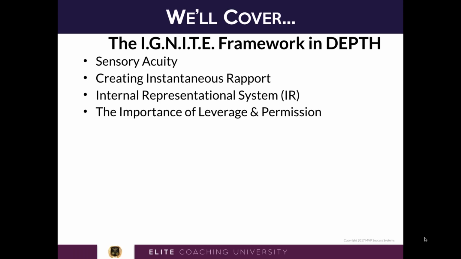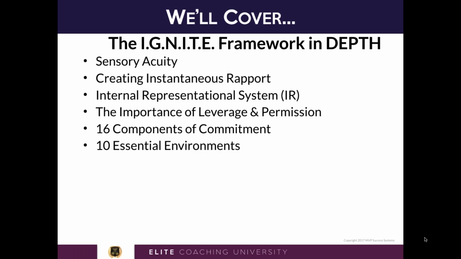The importance of leverage and permission, we already went through that a little bit. We'll go a little bit deeper on that. 16 components of commitment is my personal content around what it actually takes to achieve at the unconscious level. The brain has these 16 components, and when these components are fulfilled, the brain can be committed at an unconscious level. When they're not fulfilled, the brain doesn't want any part of whatever it is you're trying to get it to do. So the 16 components is so powerful and valuable when it comes to achievement.